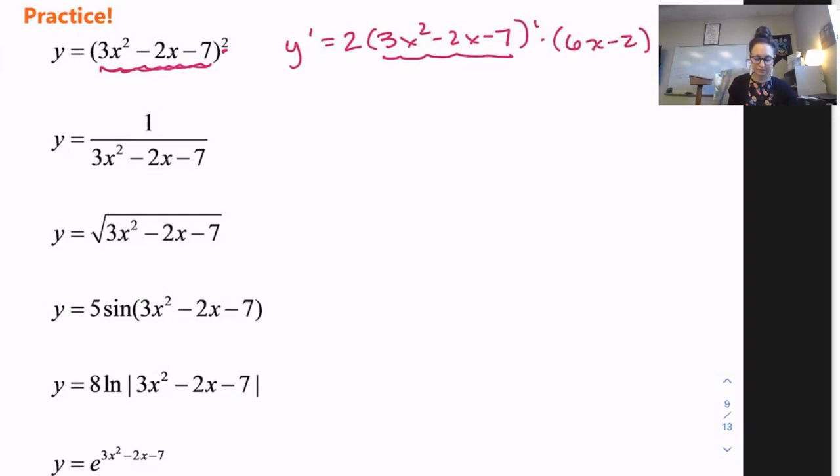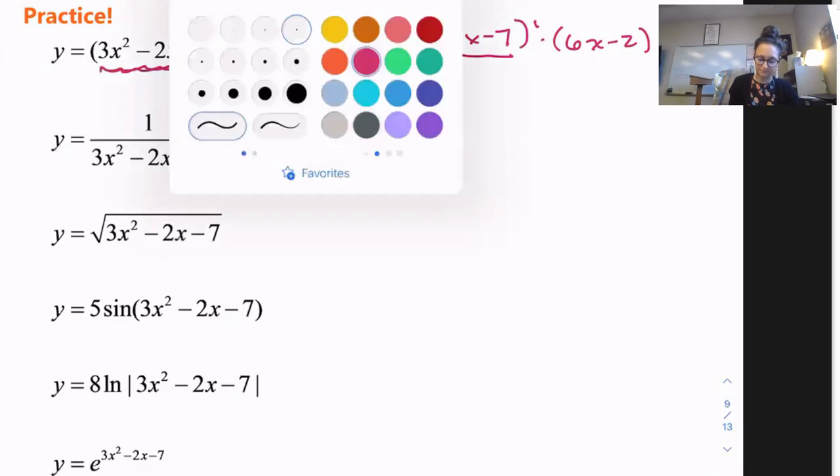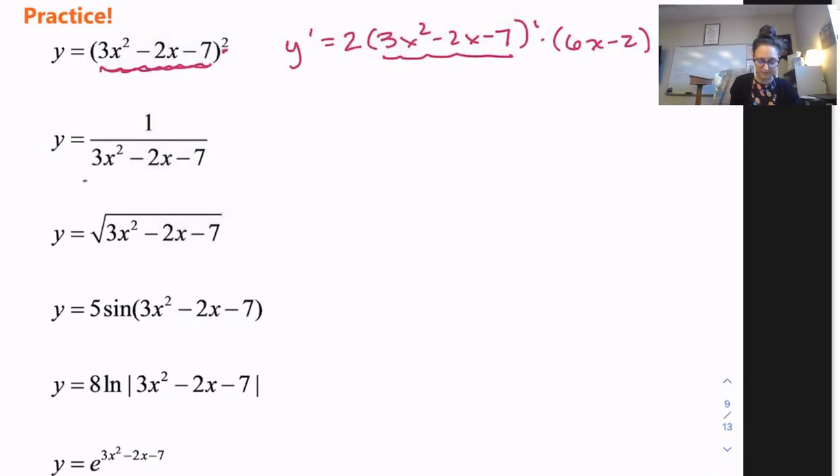Okay, that next one, let's rewrite this. We could do quotient rule, right? Or we could rewrite this as 3, let me get it down here. We can rewrite that as 3x squared minus 2x minus 7 all to the negative 1.